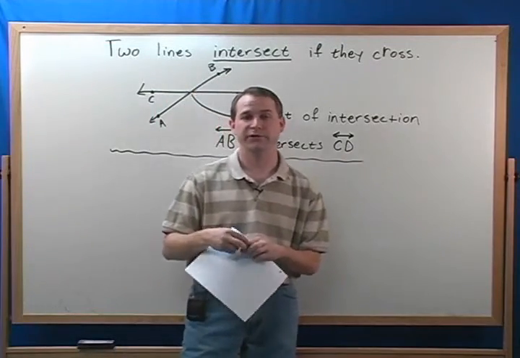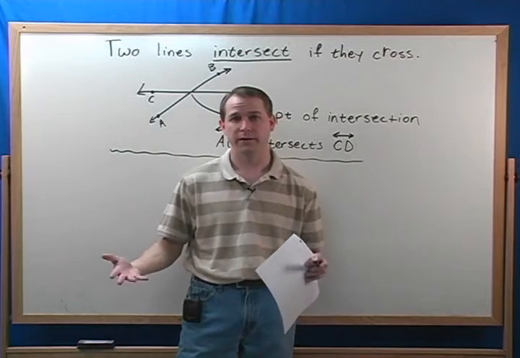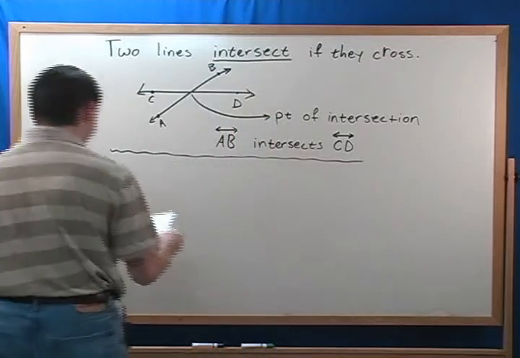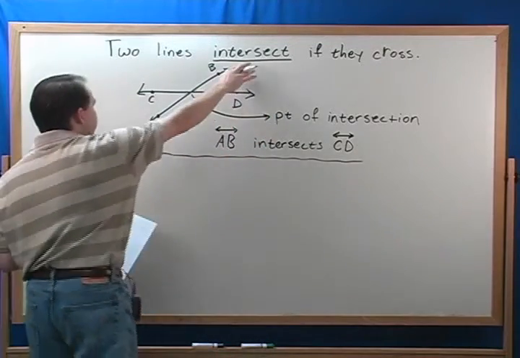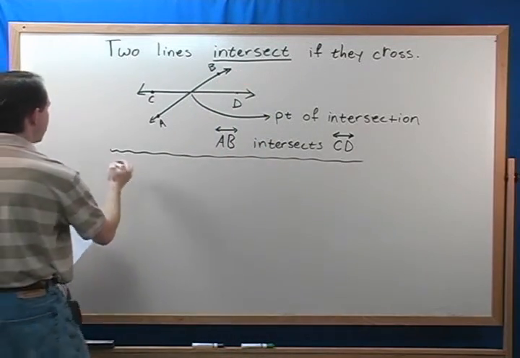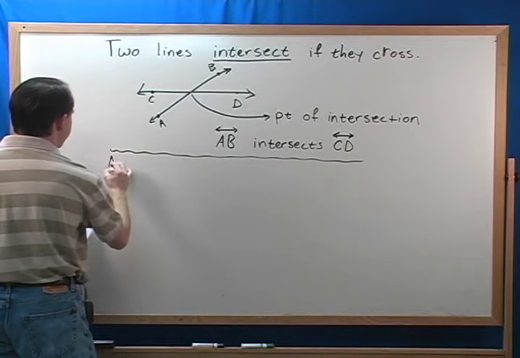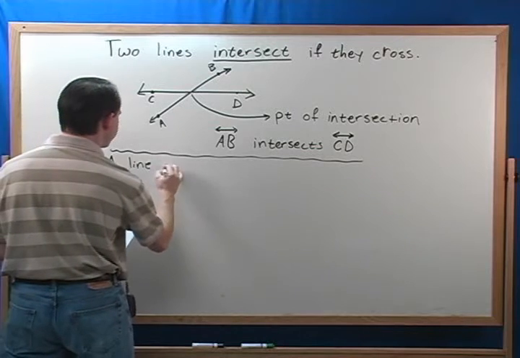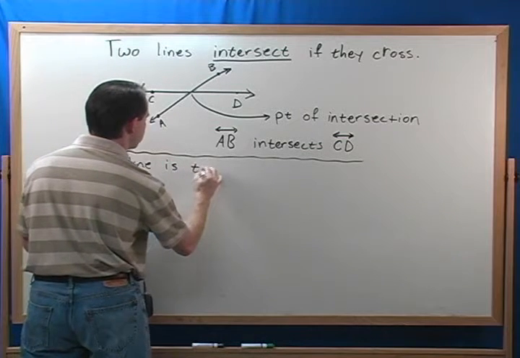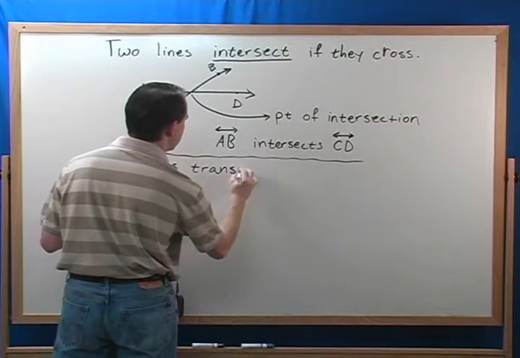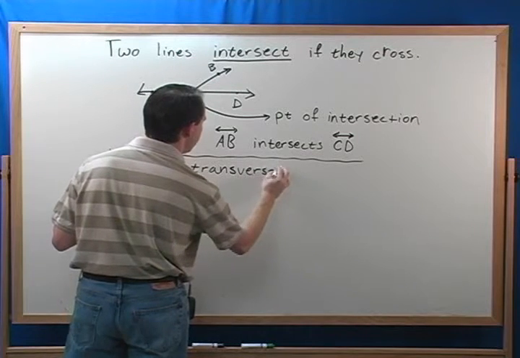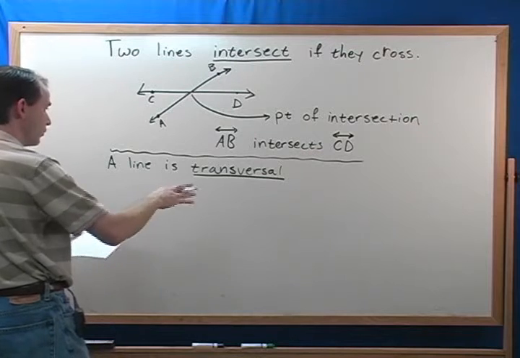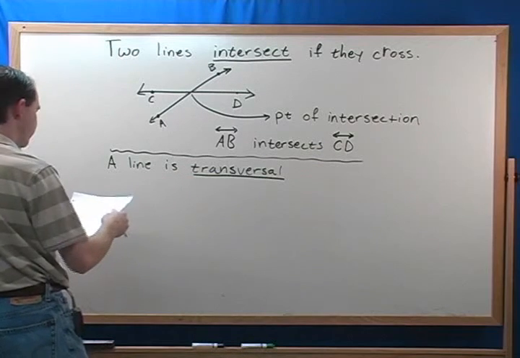It's probably not familiar to most people watching right now, but it's a core section of geometry, and you're just going to see it over and over again. So we're going to define another term. Here we defined intersection. Now we're going to define something else. We say a line is transversal, and that's the word I'm trying to define here. Transversal. That's a word you're going to have to really learn the meaning of.